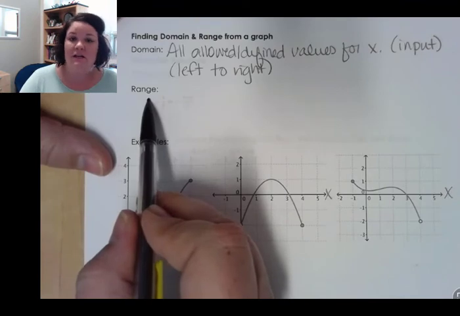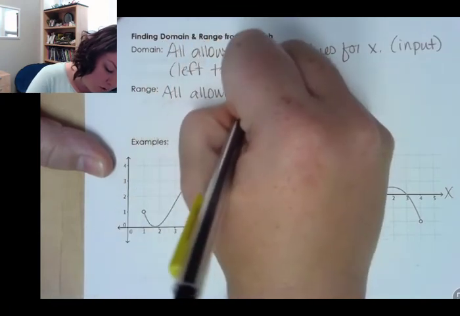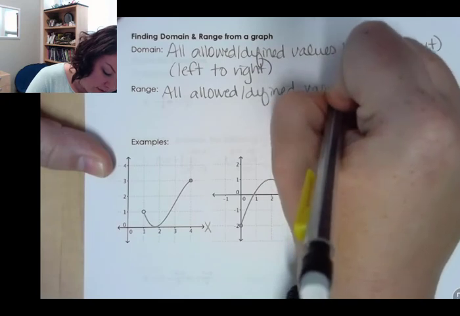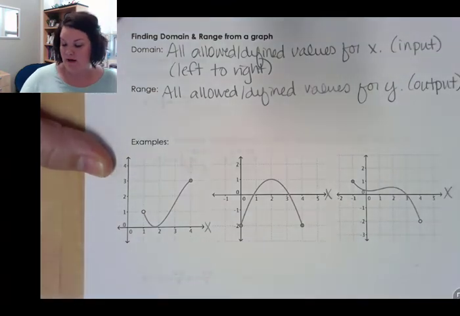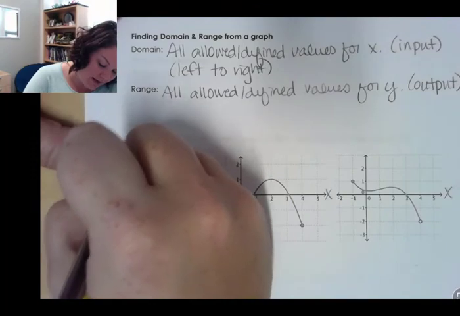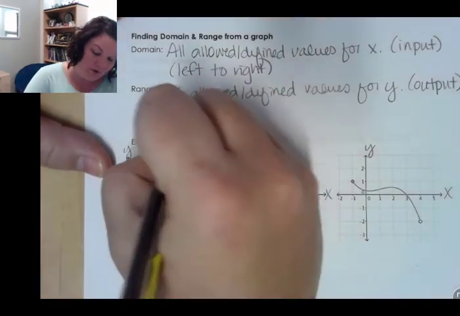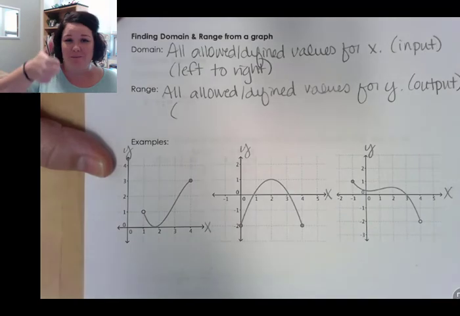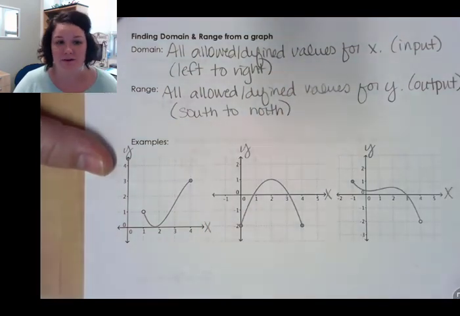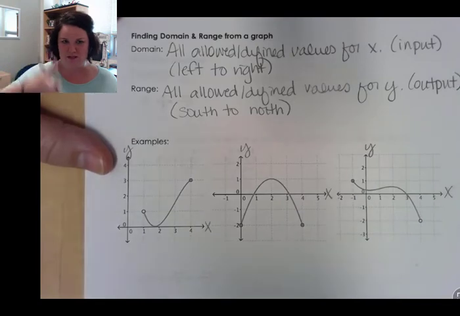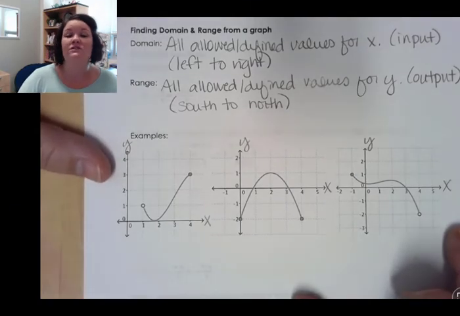Okay. Our range is relating to our outputs or our y values. So this is all allowed or defined values for y, or our outputs. Okay. And our y-axis is the vertical axis, right? So if our y-axis is the vertical axis, we're looking from how far south it goes to how high north it goes. So let's say south to north. Or you can say down to up, because we do smallest to highest. So down to up, or south to north, okay? So again, we're going to write these in interval notation.